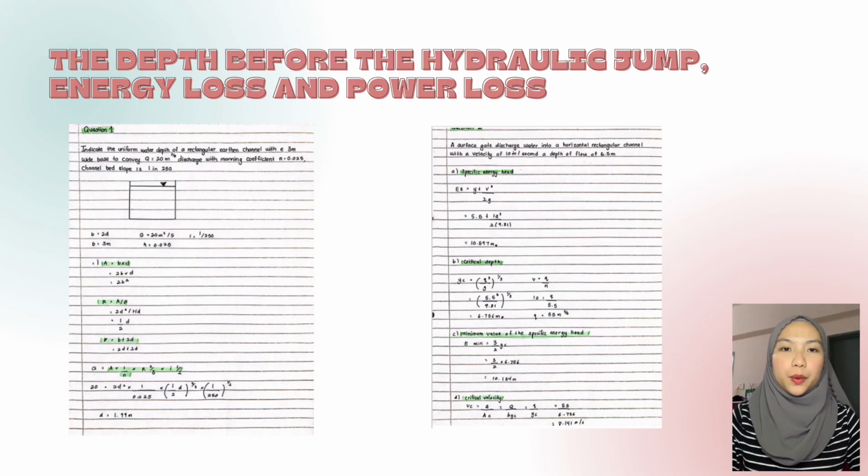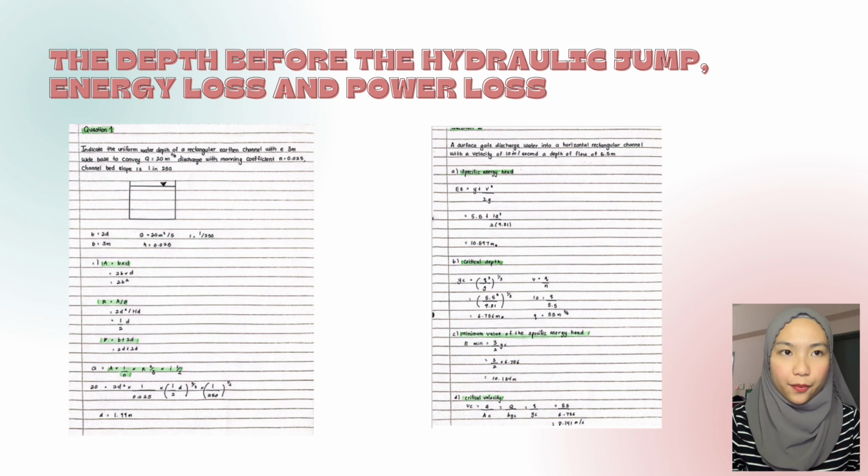For answering question 1, which is to find the calculation for the depth before the hydraulic jump, energy loss and power loss. The first question is: determine the uniform water depth of a rectangular earthen channel with B equals 3 meter, used to convey Q equals 20 meter cubed per second discharge, with a Manning coefficient n equal to 0.025. The channel bed slope is 1 in 250.